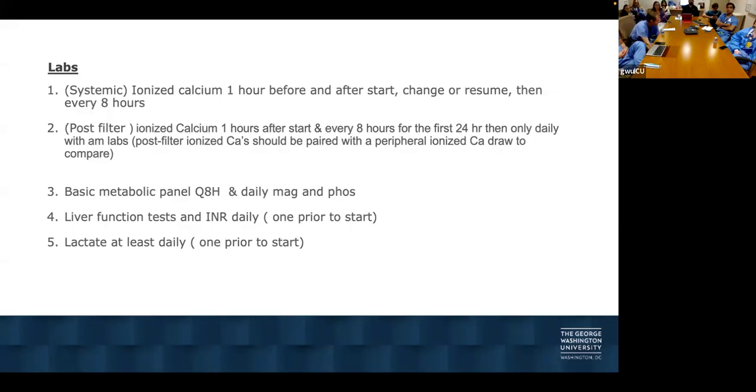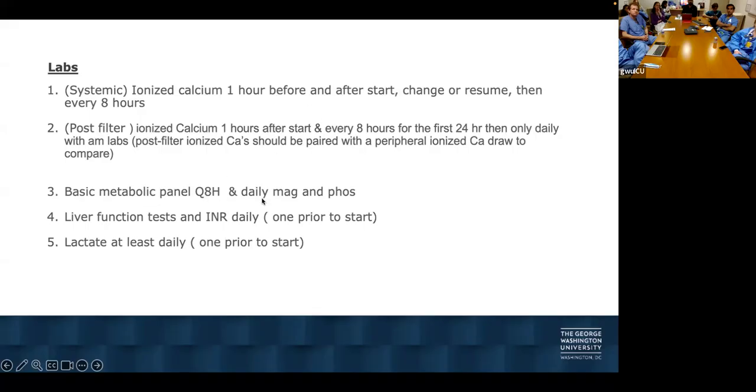In the post filter, we try to minimize checking it as much as possible. As long as your circuit is going, you don't have to check the post filter more than once a day, so we do it only in the morning. If you're having issues during the day, then yes, you may want to check it, but in consultation with nephrology and checking the ionized calcium at the same time, making sure you're not increasing your citrate while your ionized calcium is going south.